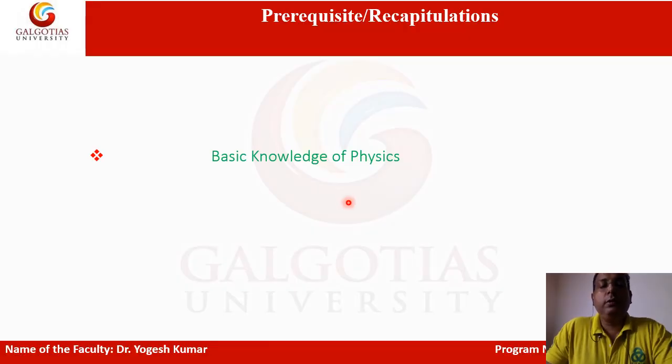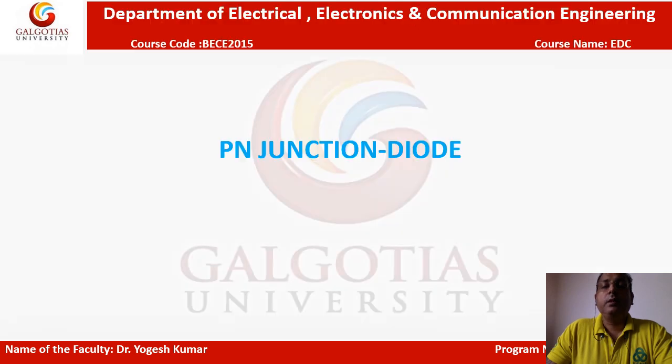I want to just give the idea about the subject that is electronic devices and circuits. In this first topic I am taking here, that is the diode, the p-n junction diode. So, what is the prerequisite for this subject? We have to have the knowledge of physics. Now let's start the p-n junction diode.